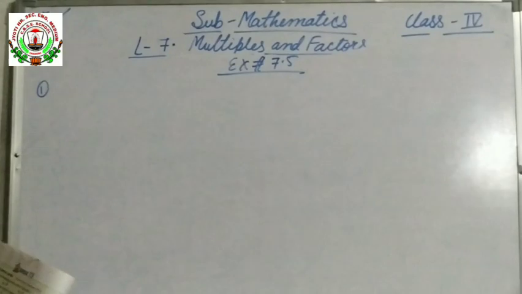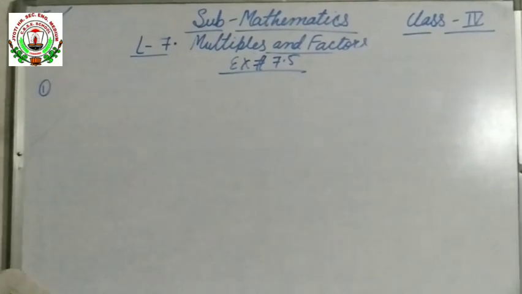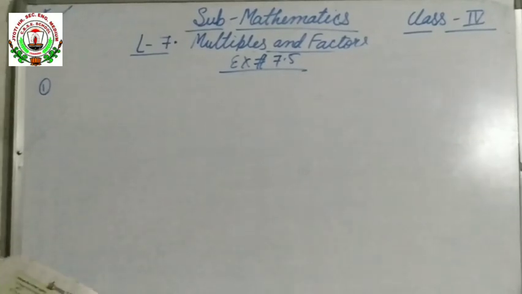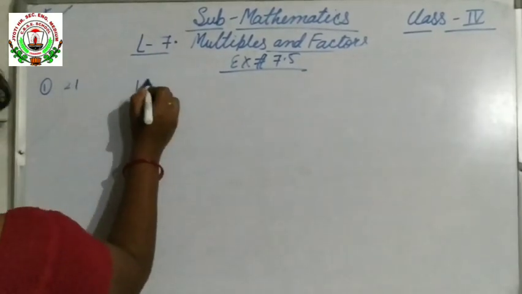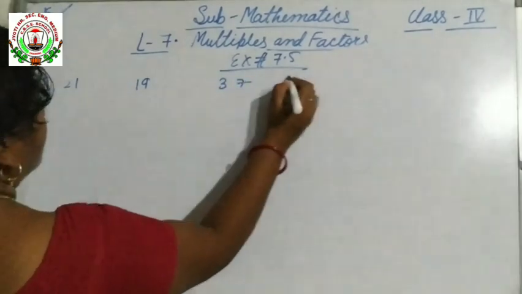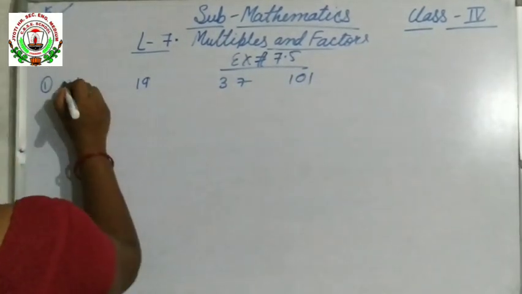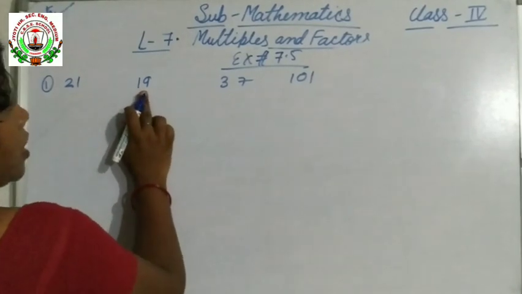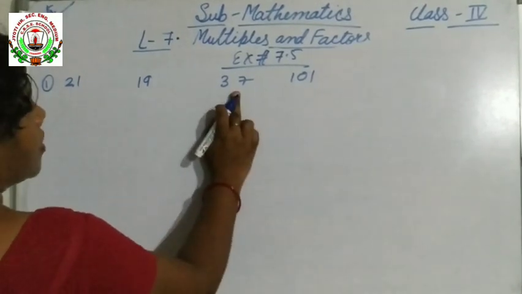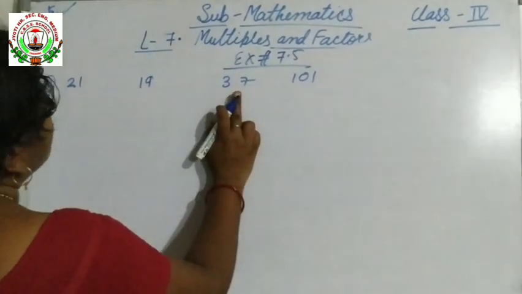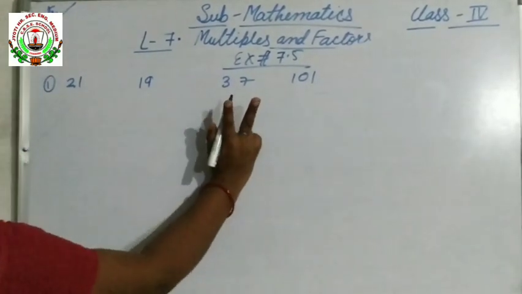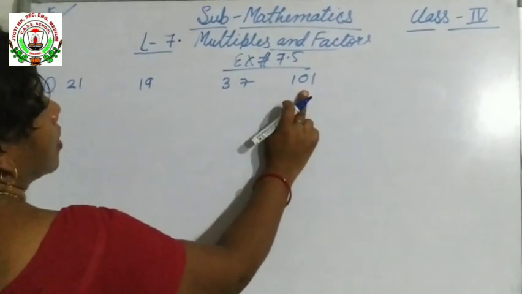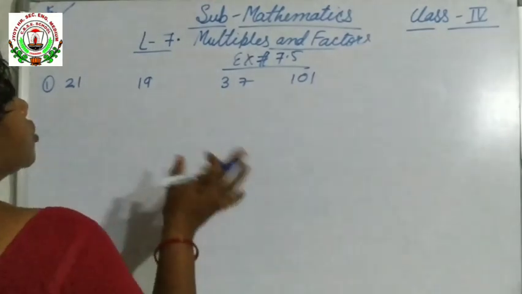Already I told that any number having more than 2 factors is a composite number. So here 21, 19, 37 and 101 are given. 19 is a prime number because it has only 2 factors, 1 and 19. 37 is also a prime number because it has only 2 factors, 1 and 37. 101 is also a prime number. The question is, which is not a prime number?